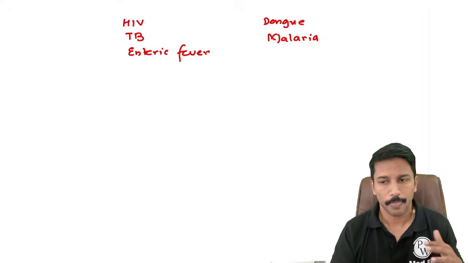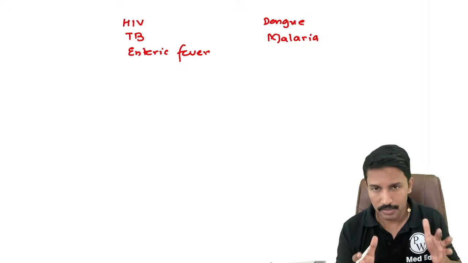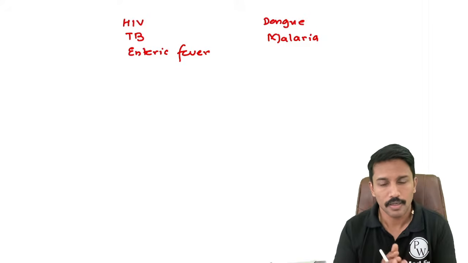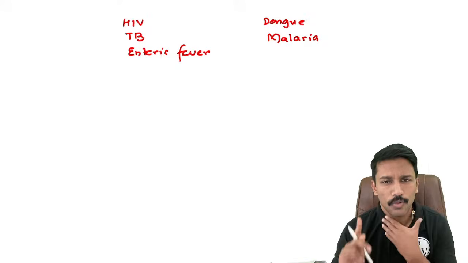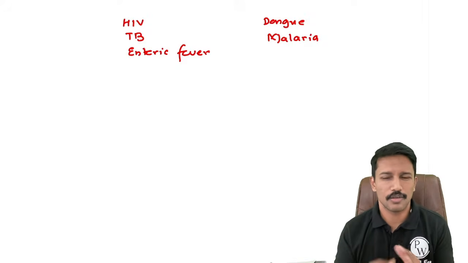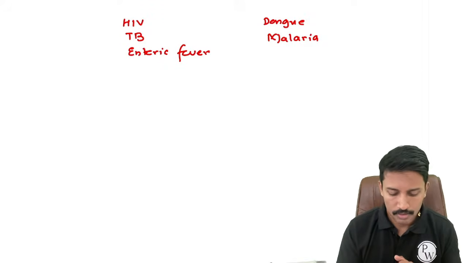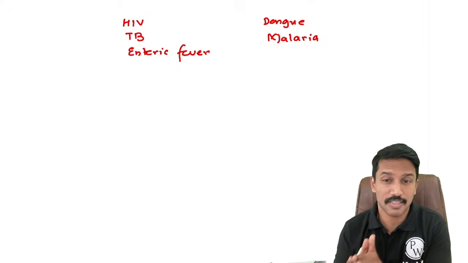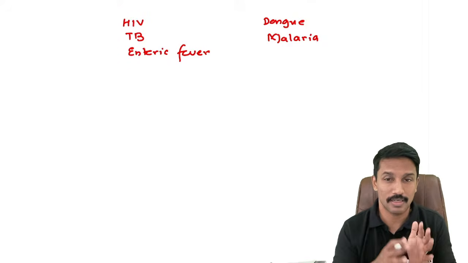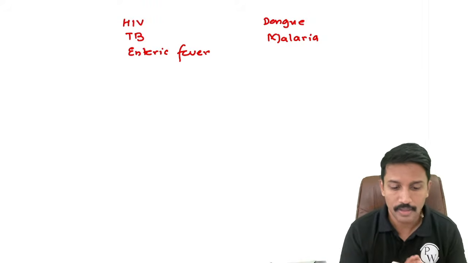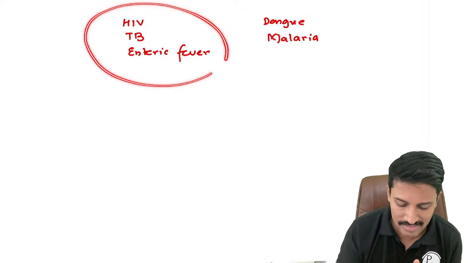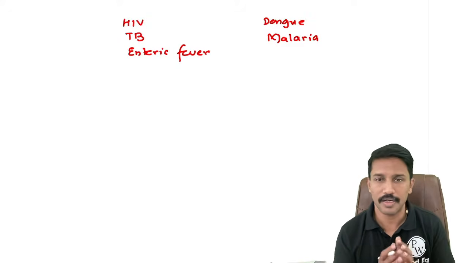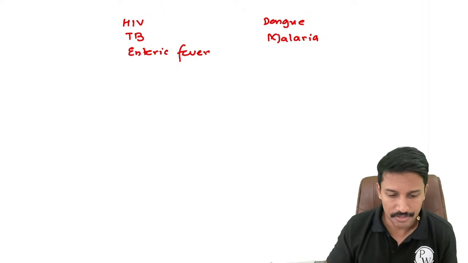Infectious diseases, though inside the books it's a very vast section, in your theory papers, generally we get one major question from this and not many minor questions. So restrict the time that you spend on infectious diseases, and I would rather suggest that you spend the time on endocrinology, because a larger number of questions are going to come from endocrine, right? So today I will cover these three infections: HIV, TB, and enteric fever. We'll start with HIV itself.